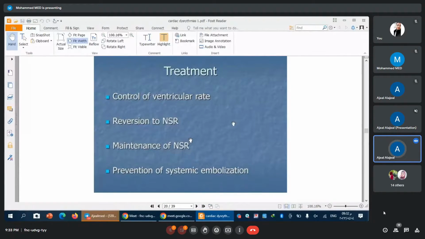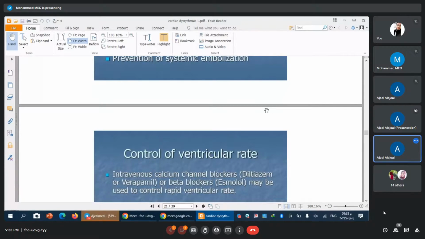Treatment. Control ventricular rate. Ventricular rate is high. Reversion to normal sinus rhythm and maintenance of normal sinus rhythm, and prevention of systemic embolization. I will discuss the prevention of systemic embolization with atrial fibrillation, and it's the same principle. Next slide, please.